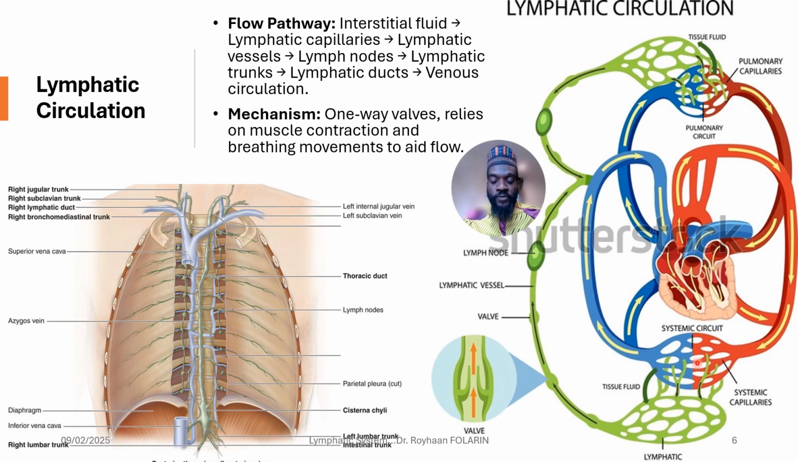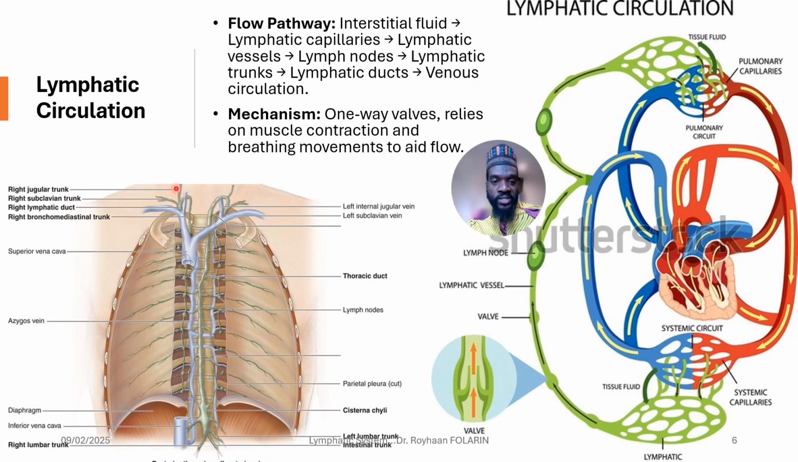So this is the tissue fluid that comes from the tissues into the lymphatic capillaries. The fluid gets picked up in the lymphatic capillaries and then moves through the vessels and through the nodes as well. It moves through the vessels, which have valves in them, before reaching the nodes, where it gets filtered. Thereafter, it progresses through the lymphatic trunks, which are found at different locations.